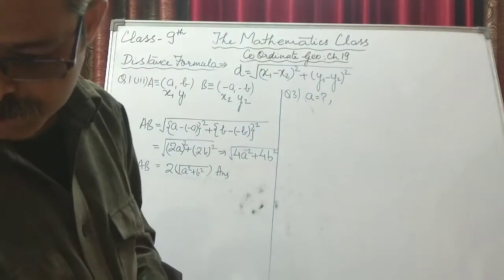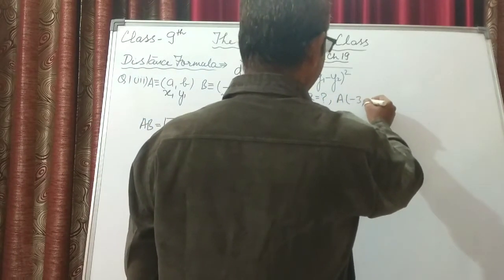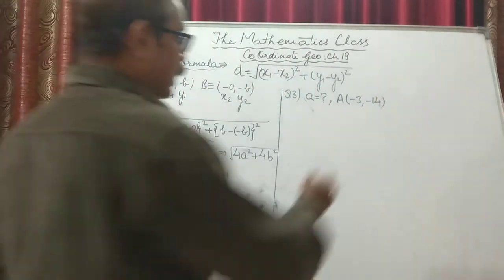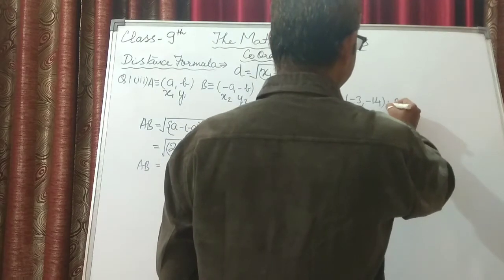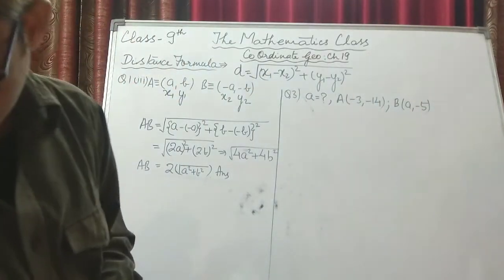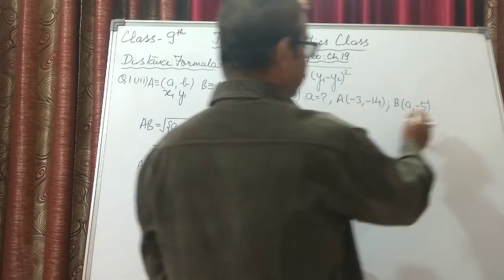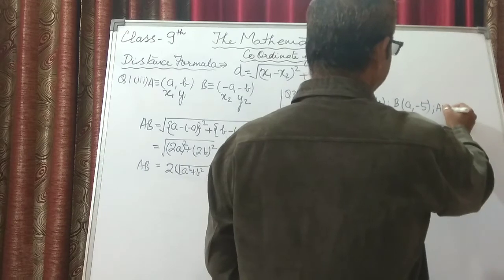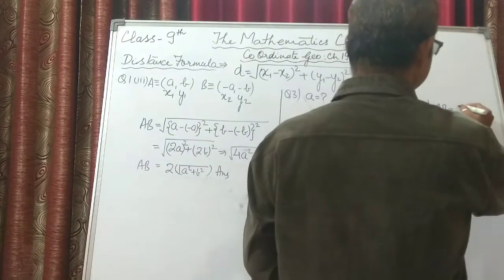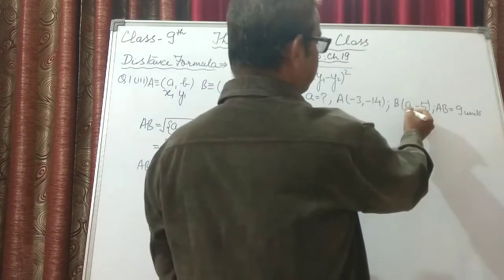If the distance between the points is given: point A is (-3, -14) and point B is given as (A, -5). The distance between A and B, or you can say small d, is given to you as 9 units. In this we have to find out the value of A, and A appears in B.